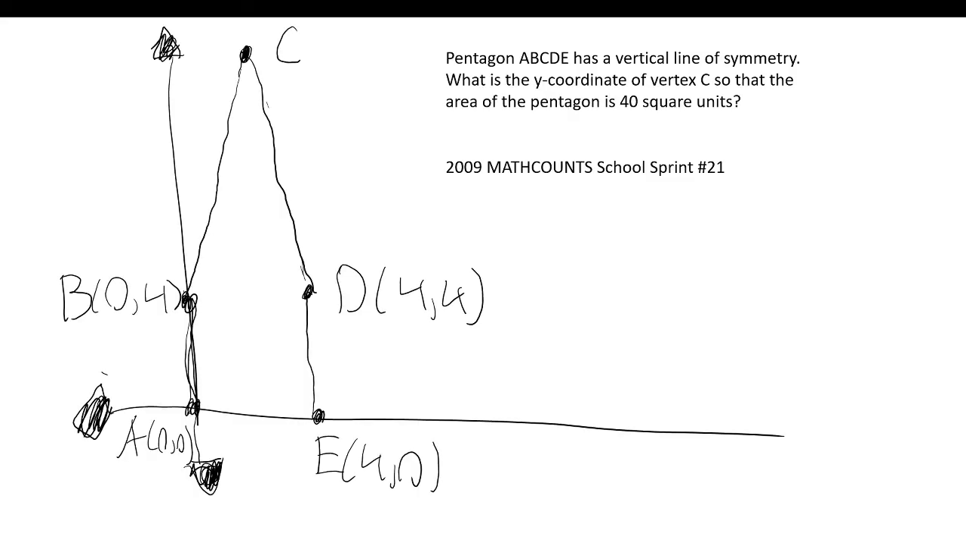Okay, we're starting off simple. We have pentagon ABCDE, which has a vertical line of symmetry. What is the y-coordinate of vertex C such that the area of the pentagon is 40 square units?